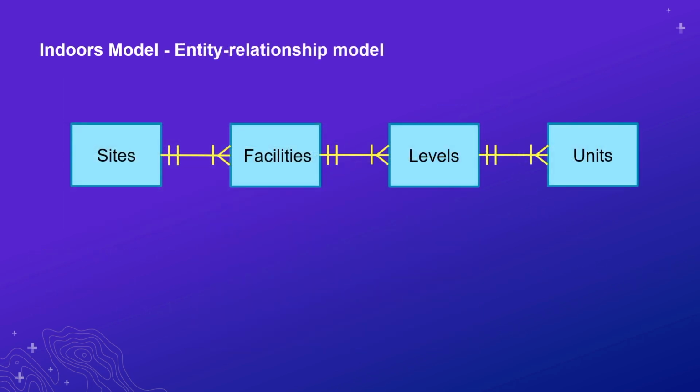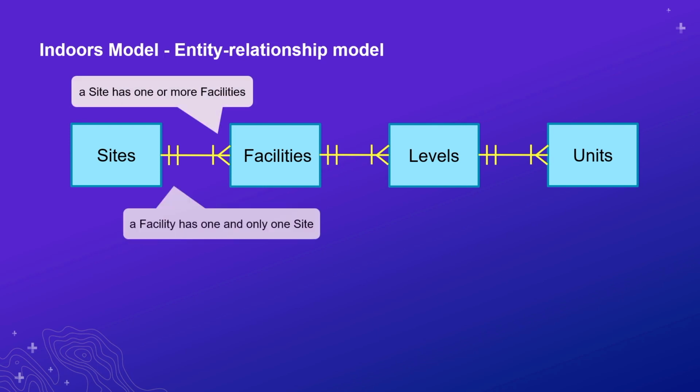The Indoors model defines these relationships with the cardinality shown here. Each feature in the Sites feature class relates to one or more features in the Facilities feature class. Conversely, each feature in the Facilities feature class relates to one and only one feature in the Sites feature class. The same is true for the rest of the feature classes in the hierarchy.